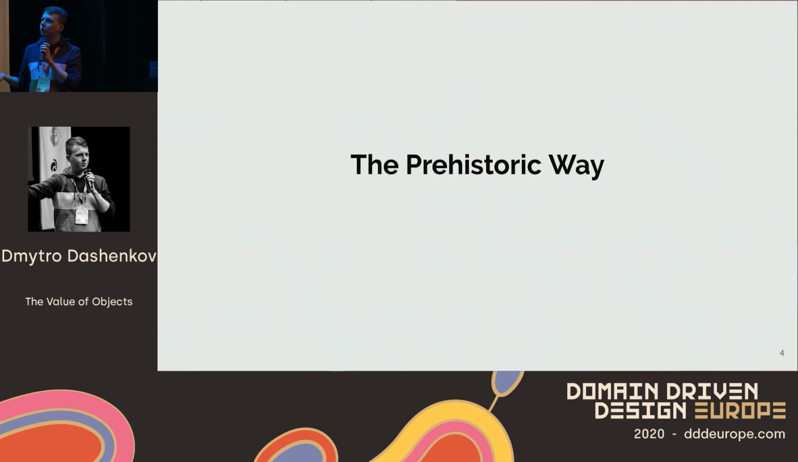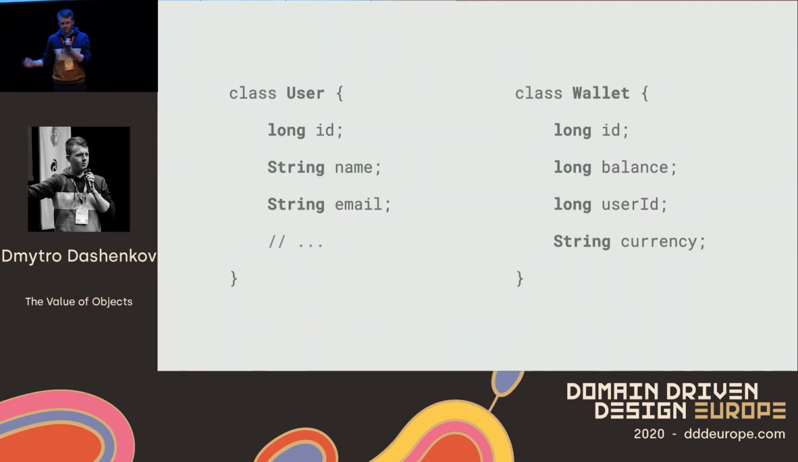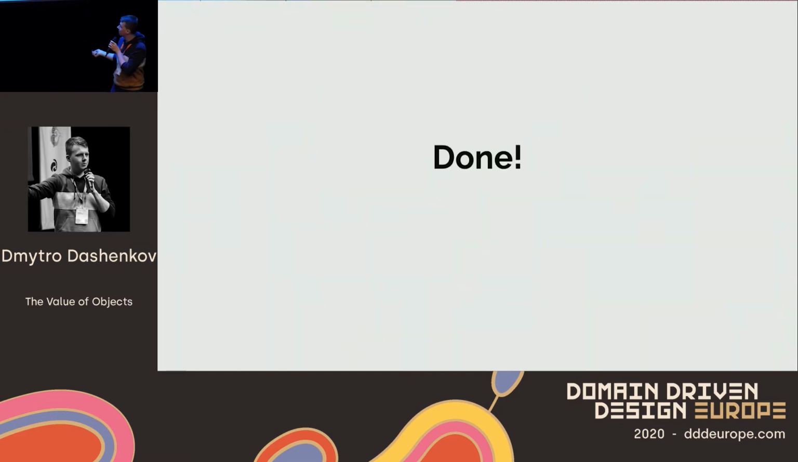And how do we model this in a prehistoric way? Basically, we have some SQL code which describes all the attributes that the user has and the wallet has, and there are some foreign keys which connect them, and then we turn this all into Java code. Varchars turn into strings and numbers turn into longs, and this is done. Okay. But this approach has some problems to it.